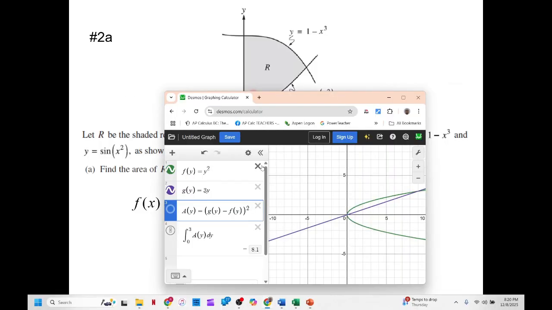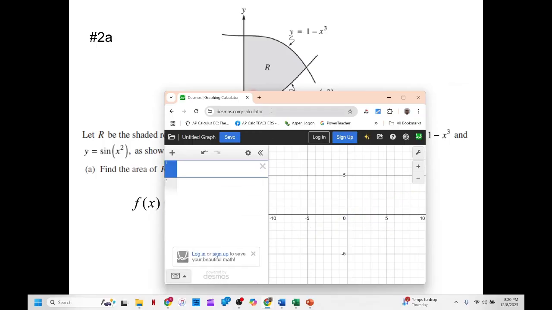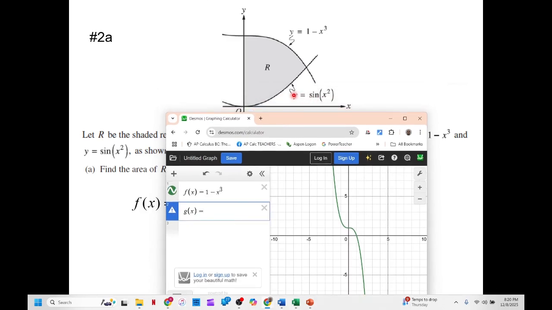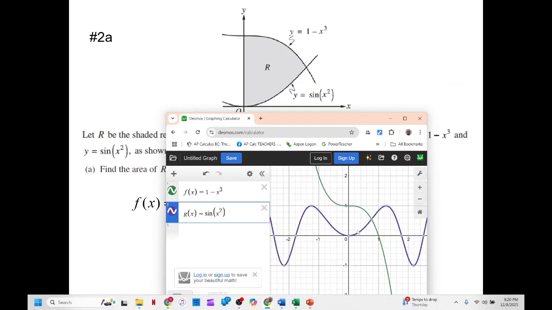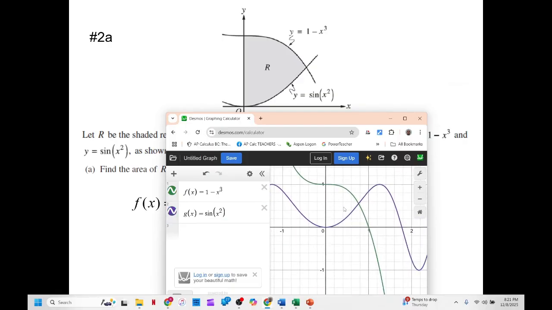So let me go to Desmos and clear out anything that's already in there. And now let me enter my two functions in there. So we have f of x equals 1 minus x cubed, and g of x equals, what was that again? That was the sine of x squared. Okay. And clearly this looks a little bit different from what I see up here, but I just need to zoom in ever so much, and there is the region that they've highlighted for us in their diagram.